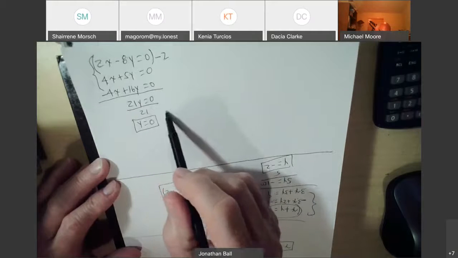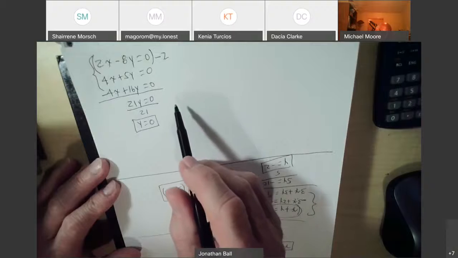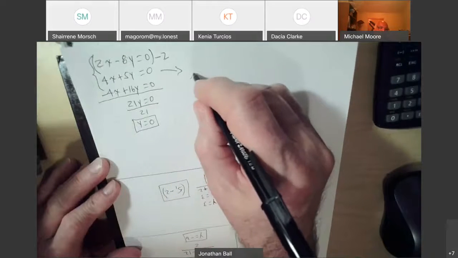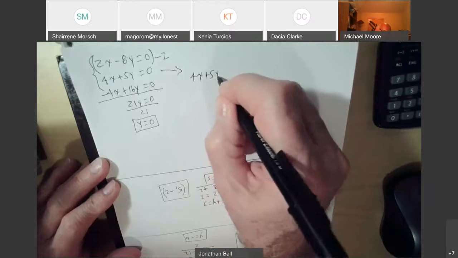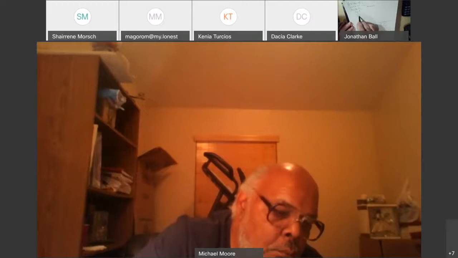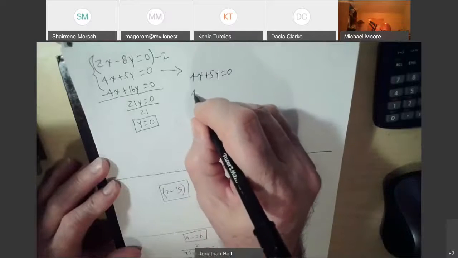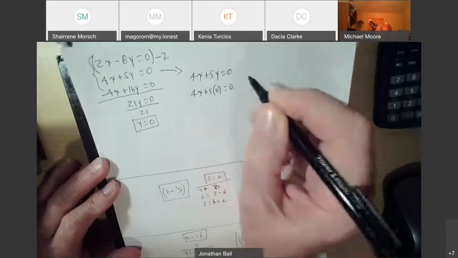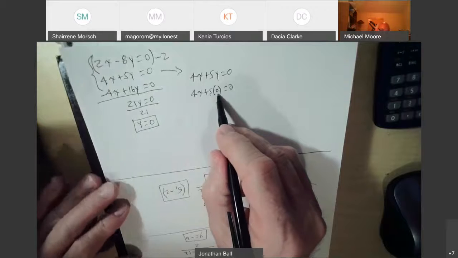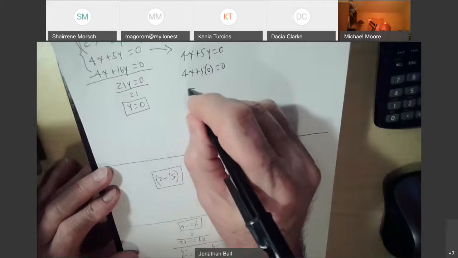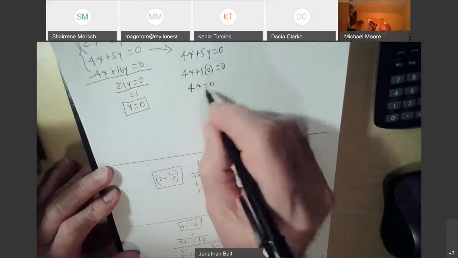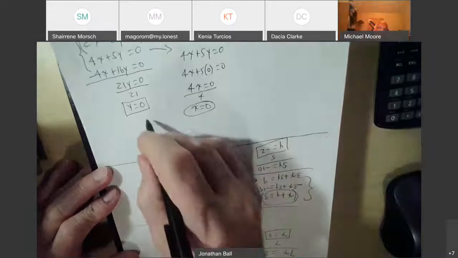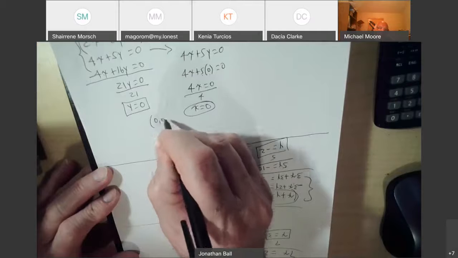Now we plug it back into either equation. It doesn't make any difference. Let's do this one. 4x plus 5y equals 0. Instead of y, we're going to plug in 0. So 4x plus 5 times 0 equals 0. 5 times 0 is 0. So we end up with 4x equals 0. Divide by 4, x is 0. So our answer here is 0, 0.